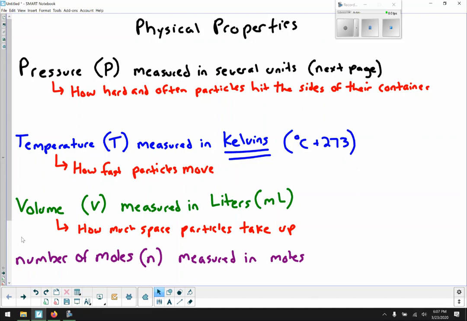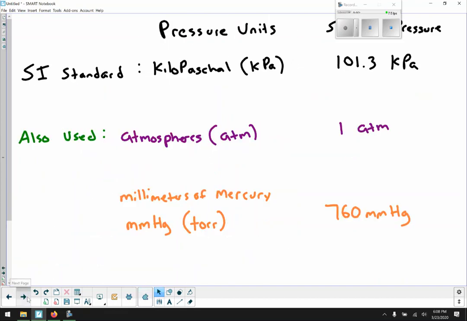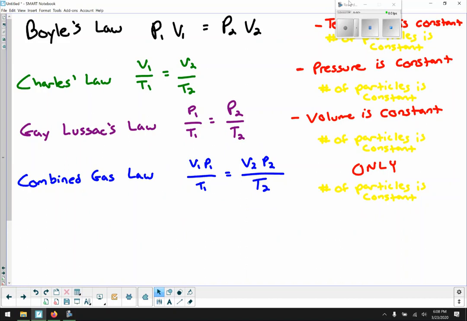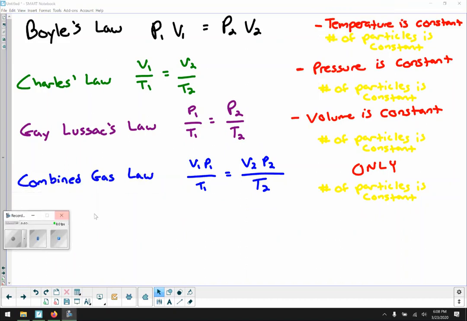And finally, volume, which is measured in milliliters or liters. It's measured in some form of liters. And that's just how much space the particles are taking up. And so usually we're dealing with contained gas particles for our laws, contained in either a container that can change shape and size or one that can't. So I'm going to go over the laws really quickly.